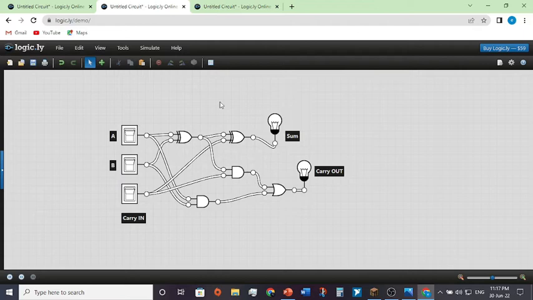Now here is the full adder. Okay, so 0 0 0, no problem. Let's say we have 0 0 1. Sum should be 1, carry 0.